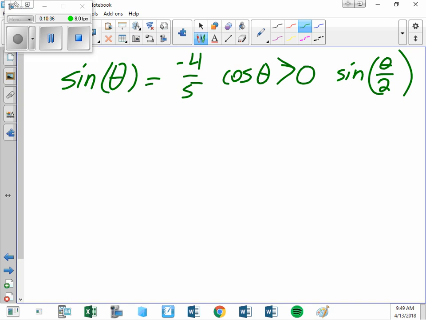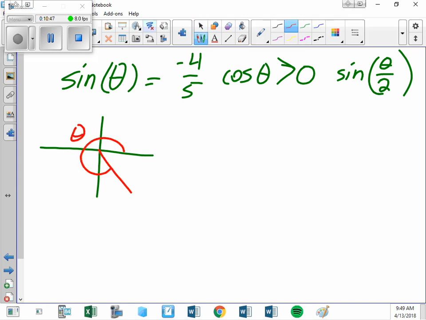Sine is negative, cosine is positive. Which quadrant are we in? We're in quadrant 4. Okay. So this is theta, and I have a triangle here, and I have -4 and 5. Is everybody all right with that? So theta is strictly between 270 and 360.